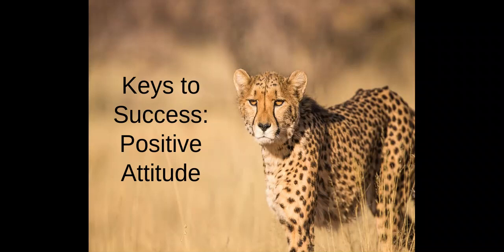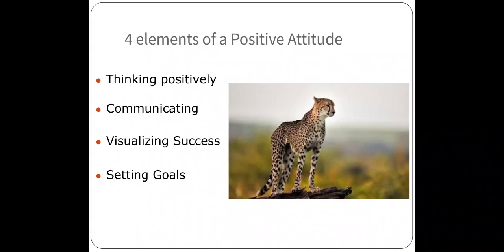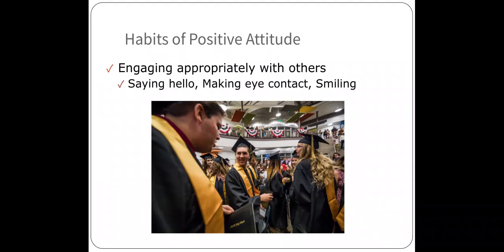I'm back with your last keys to success, which focuses on our third A, positive attitude. The elements of a positive attitude are constructed of thinking positively, communicating with others, visualizing your success, and setting goals. We're going to break those down a little bit further today in our session.